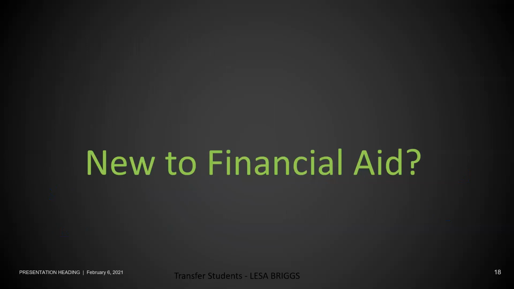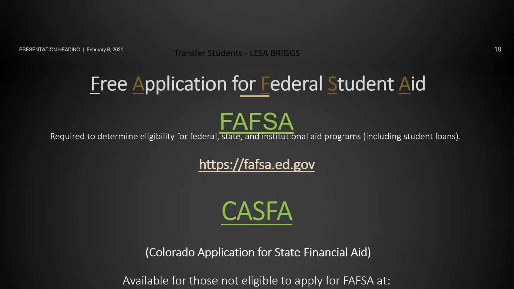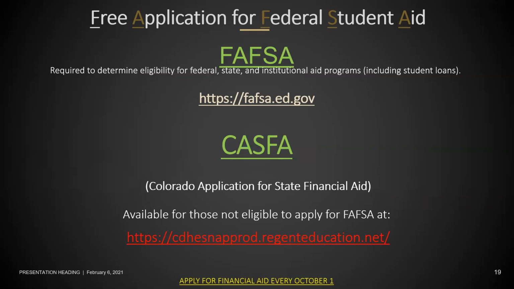So if you're new to financial aid, you want to make sure that you complete the FAFSA application if you are a U.S. citizen or permanent resident. If you are not a U.S. citizen, an AB540 student, or DACA student, then you would have to complete the CASFA. And I have the website available for both of those opportunities. You cannot apply for both. You have to do FAFSA or the CASFA.